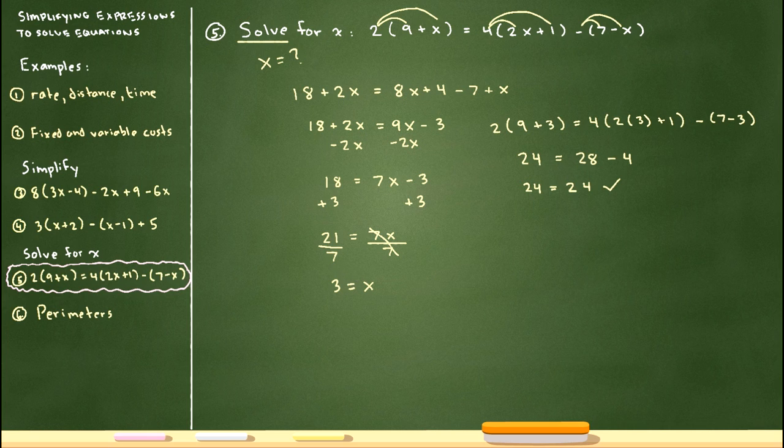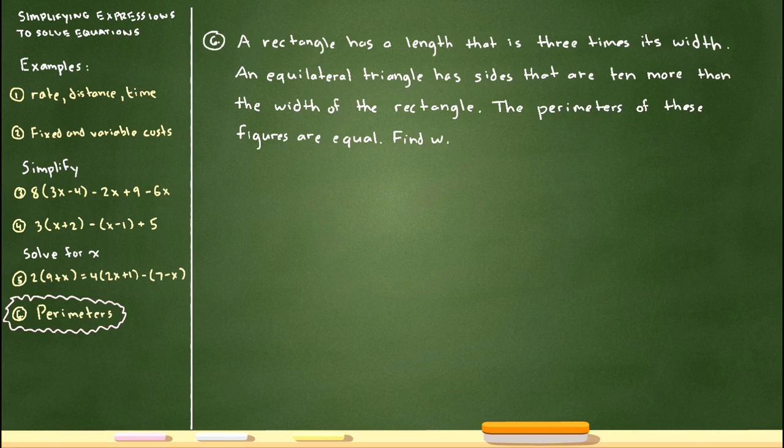Now moving on to the last example here, we have number 6. So it's another word problem, and I wrote perimeters here because we're dealing with perimeters of these shapes here. So we have a rectangle, and let me underline this. We want to know what we're dealing with here. So we have a rectangle, and it has a length that is 3 times its width. Okay, so let me underline that.